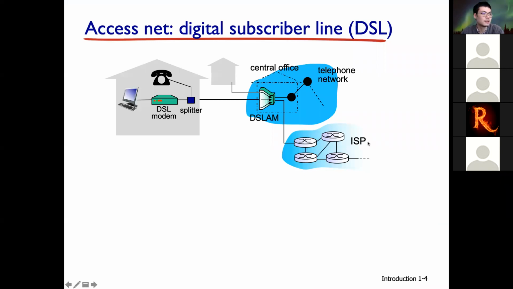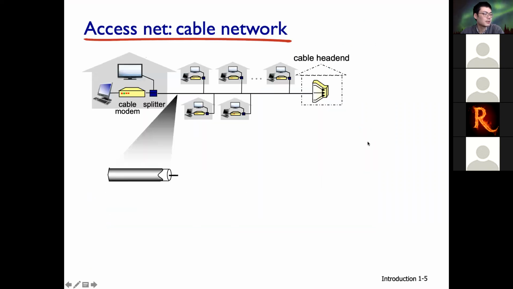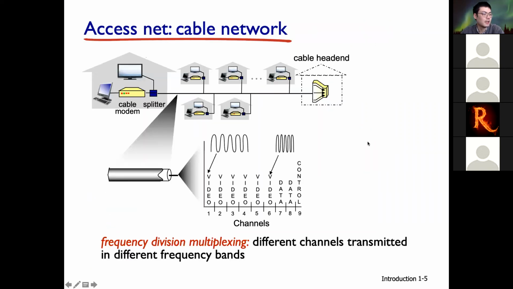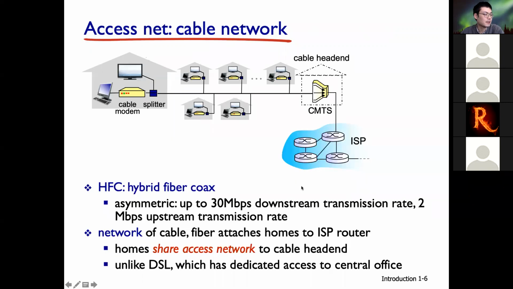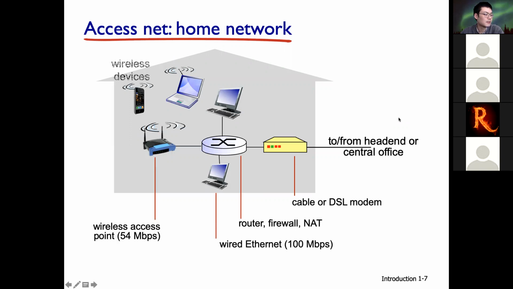So you can connect through DSL, or through the TV cables, called HFC, right? And we can also use the home network, where you have some internal IPs, but you actually only require one IP out of your house, okay? So these are the devices, okay?